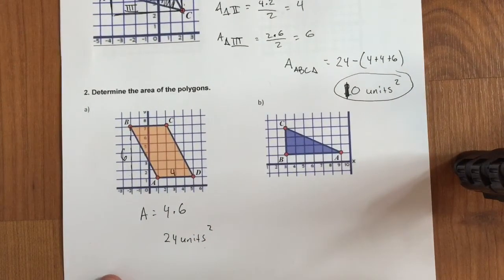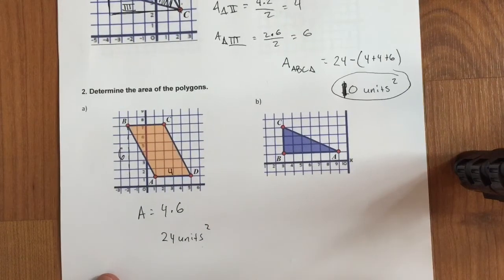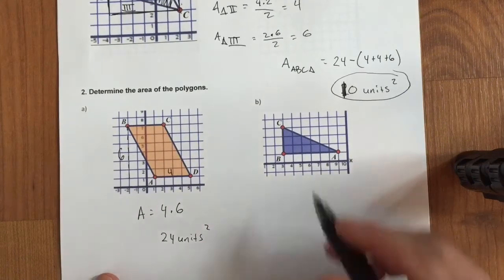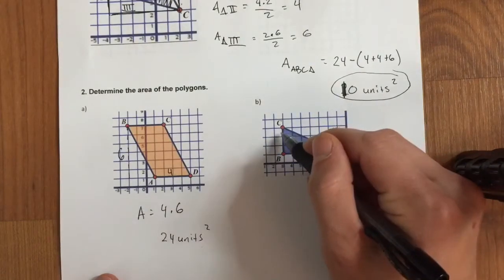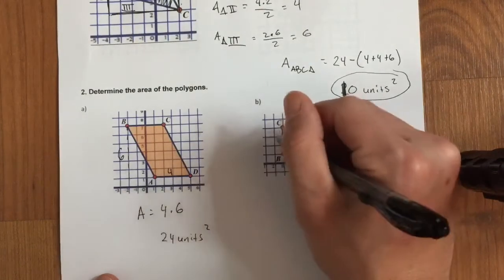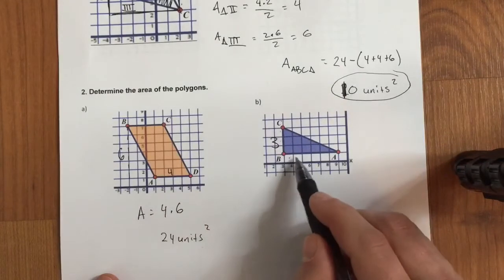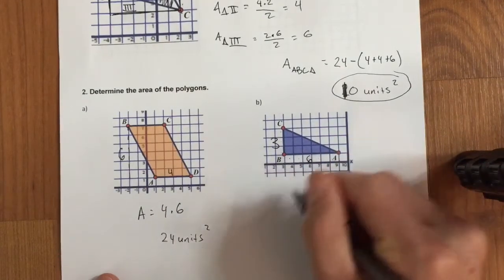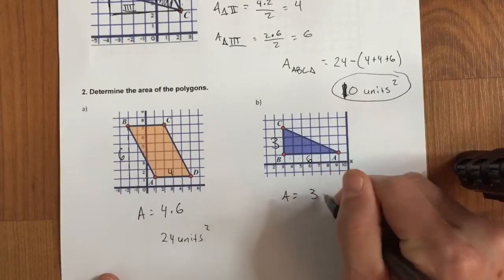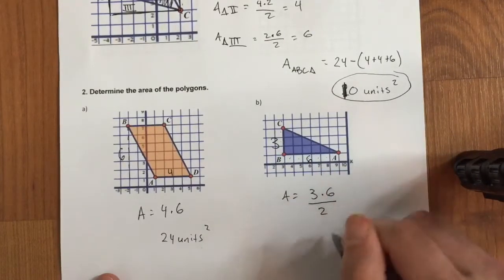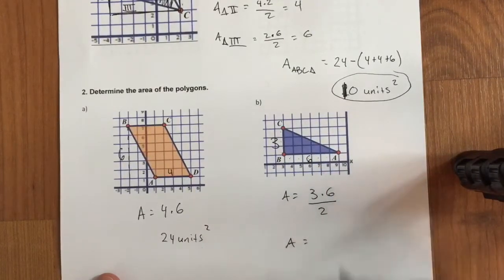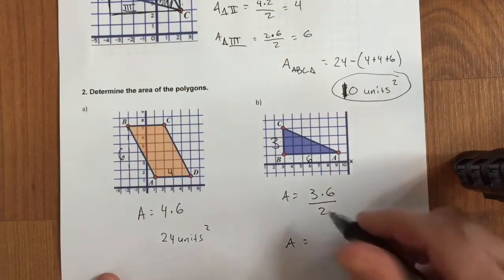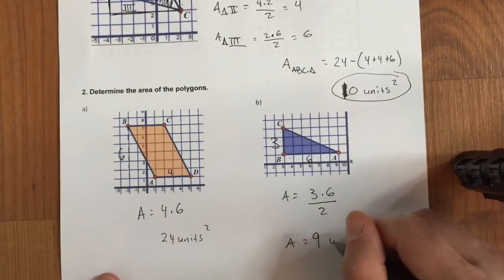Likewise, our right triangle ABC, I don't need to use the box method. I can just count the height and the base. 3, and 6. My area is 3 times 6 divided by 2, leaving my area as 18 divided by 2, which is 9 square units.